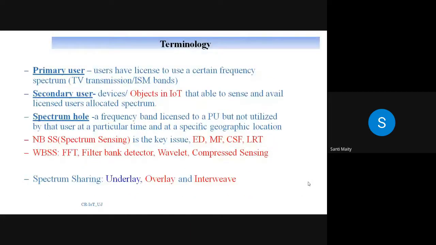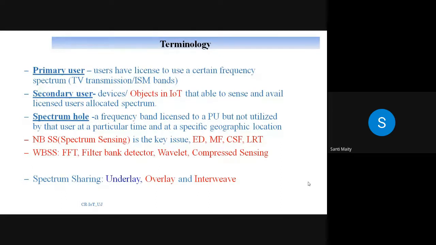So what are the parties or players in this CR-IoT system? In the CR-IoT system, there is a primary user or a licensed user, where communication is going on. IoT objects are the secondary users. They will find some spectrum, and whether the spectrum would be narrowband or wideband depends on the application the IoT is going to serve. So the spectrum sensing could be narrowband spectral sensing, or it could be wideband spectral sensing.